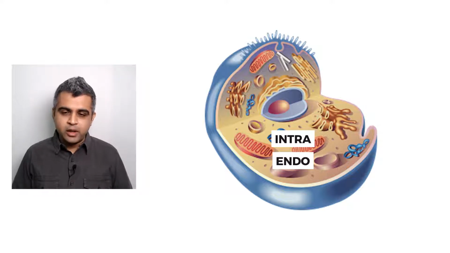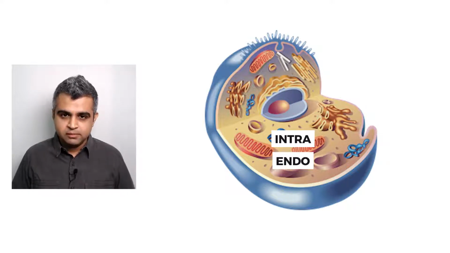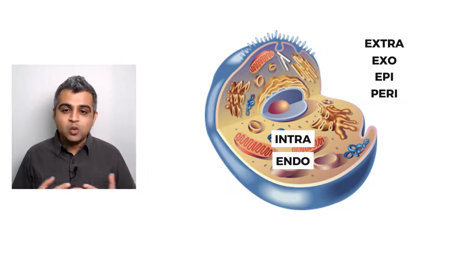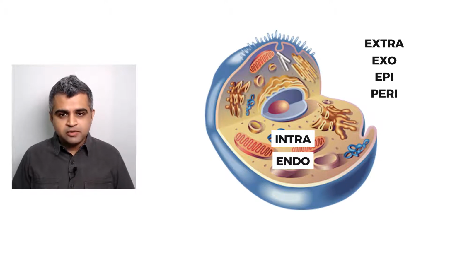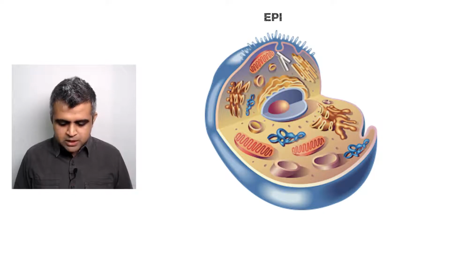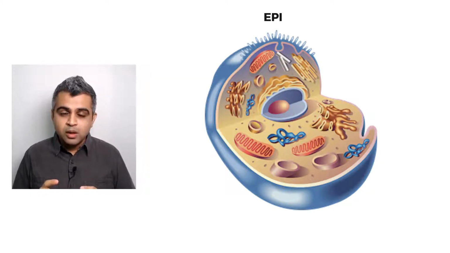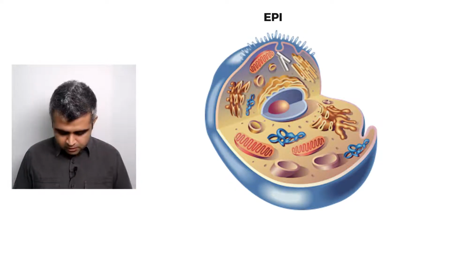Now, if intra or endo is inside, then the words extra, exo, epi or peri mean outside. So I said 4 words: extra, exo, epi or peri. These 4 words mean outside. They have slightly different meanings, the nuances which I will explain now, but all of them mean outside. Now, extra or exo simply means outside. The word epi usually means outside and above. As you can see in the cell here, above it I have written the word epi. So the word epi means outside, but it means outside and upar. And lastly, you are going to have the word peri, which also means outside, but it means outside and surrounding.